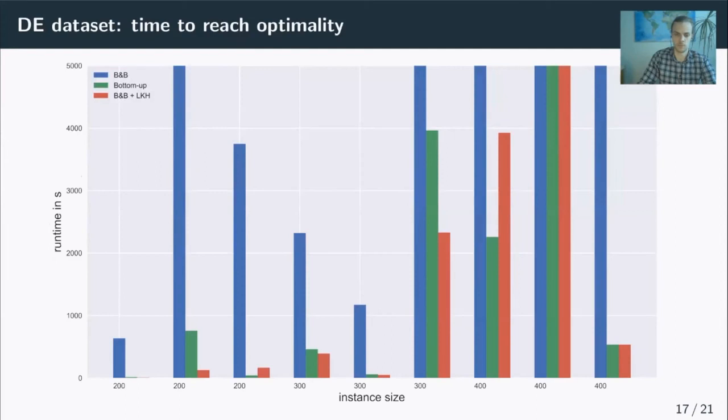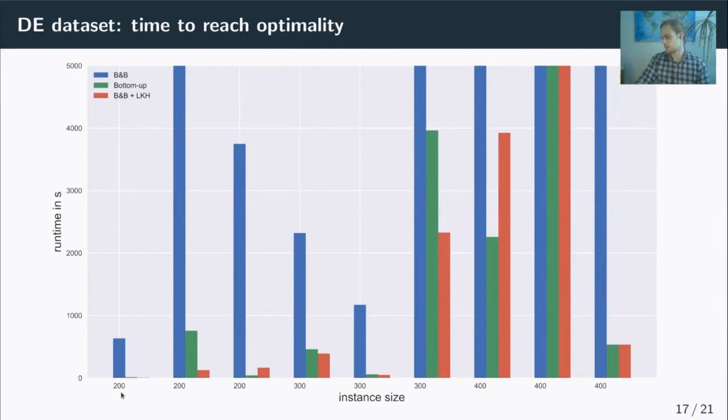So this is the DE data set where some points were sampled in the plane, and then you take the fully connected graph where the edge weights correspond to the Euclidean distances of those points. And we'll show the runtime here for the three approaches: the simple branch and bound in blue, the state-of-the-art approach in green, and our proposed one in red.